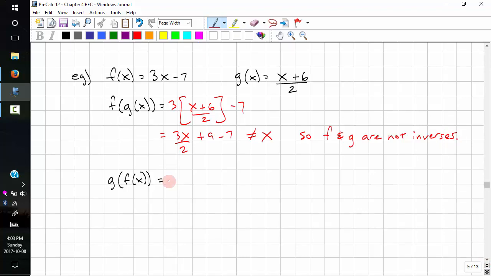And if you wanted to test it again, we'd substitute the other way. We need x. That's going to be f of x, 3x minus 7, plus 6 over 2. Again, we can eliminate the brackets. We get 3x over 2, now we get negative 1 over 2. And again, this does not equal x. So f and g are not inverses.